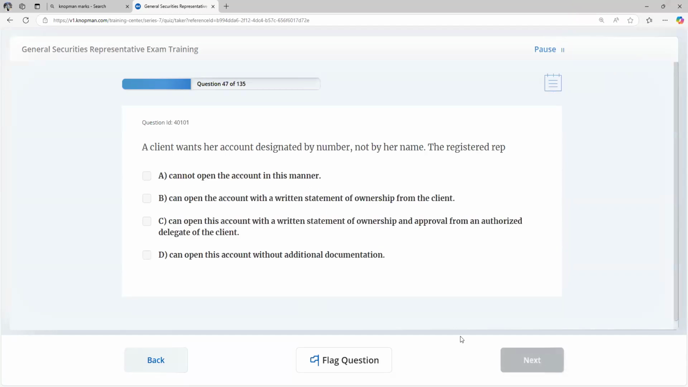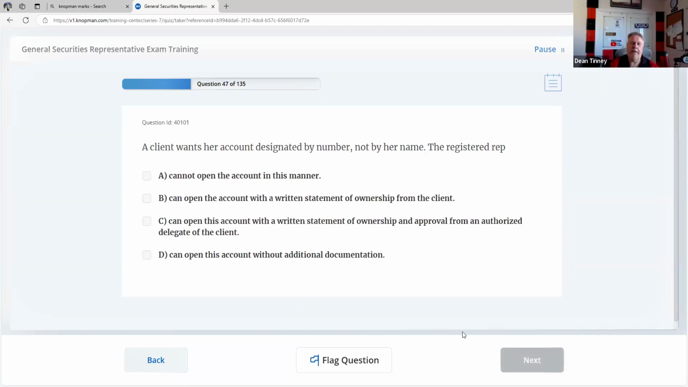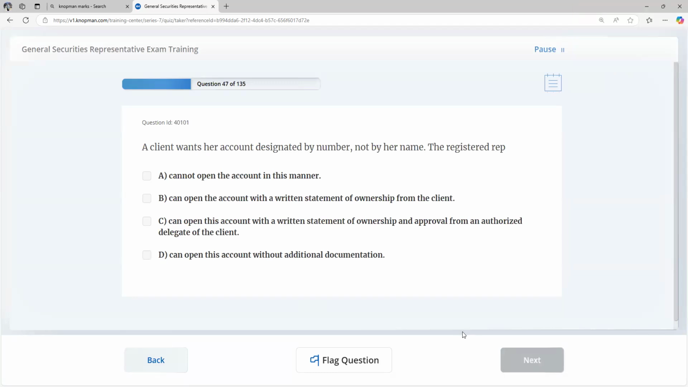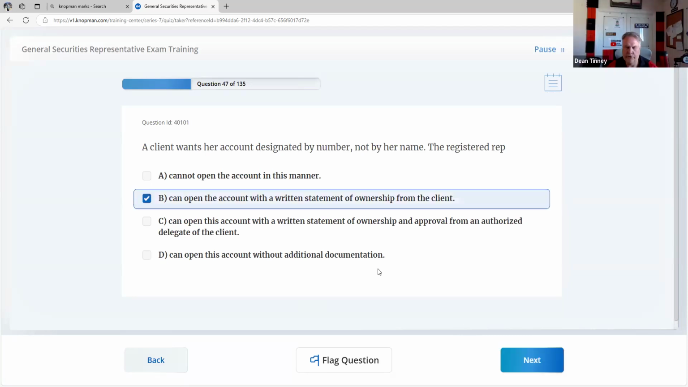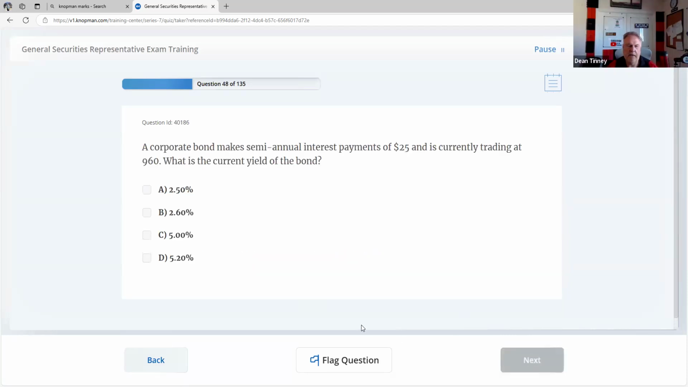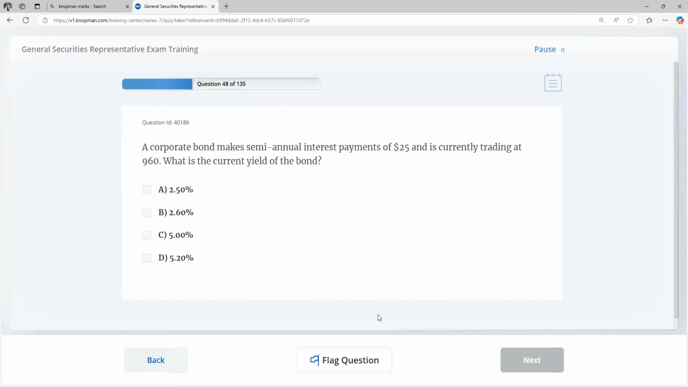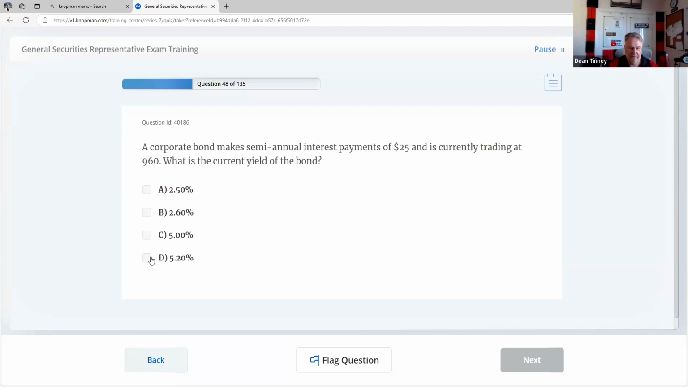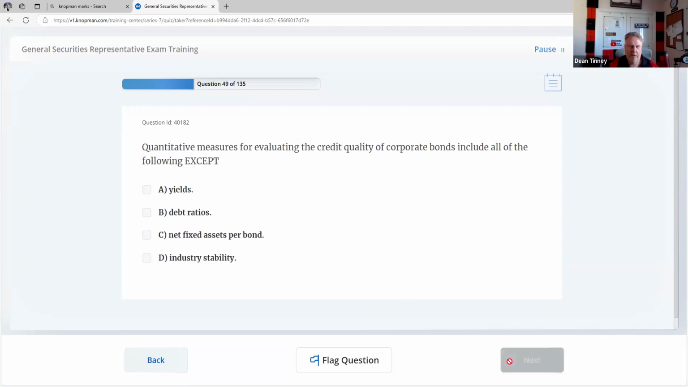Good job. Client wants her account designated by number, not her name. The registered rep. B. Right on. Letter attesting to ownership. Corporate bond makes semi-annual interest payments of $5 and is currently trading at 960. What is the current yield? 5.20, D. Yep, yeah, you're ahead of me again on the math, so yeah, correct.